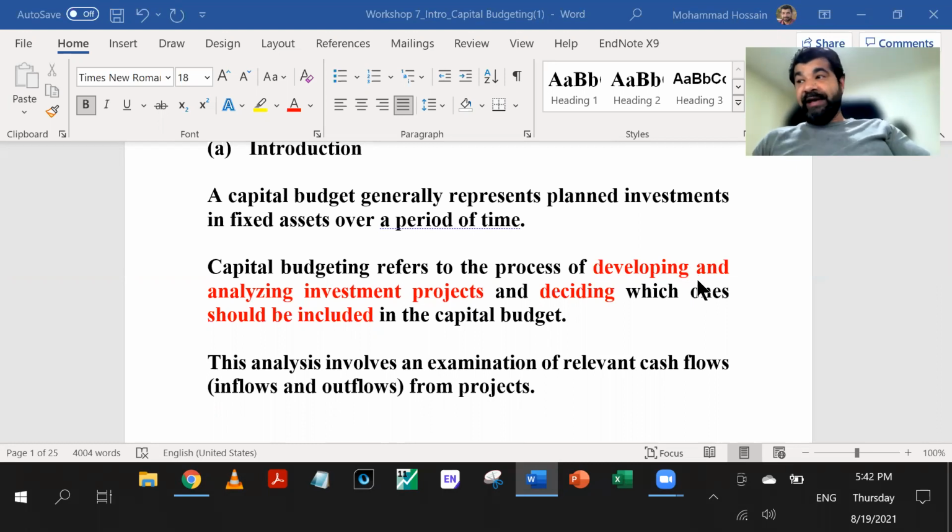And they will have to decide which one will give them good cash flows. They will make these decisions here. Okay, now if we move on, there are 4 basic types of capital investment projects we have.